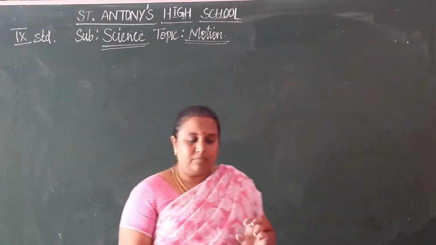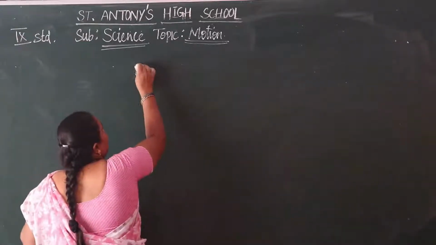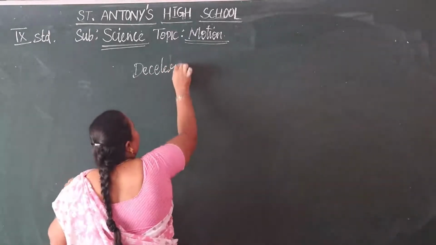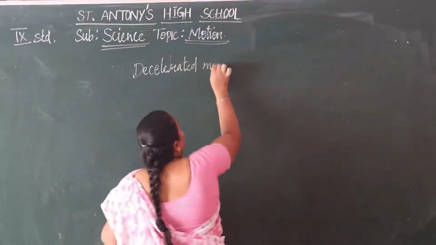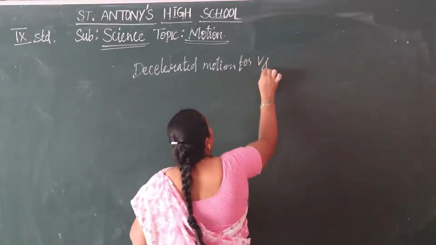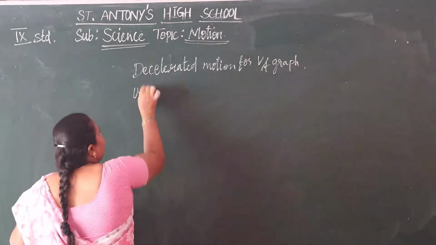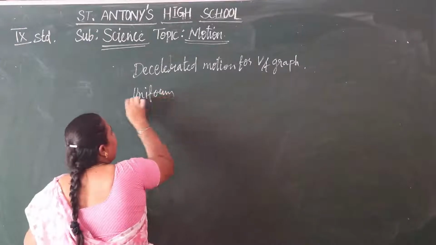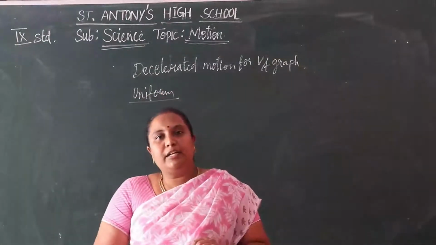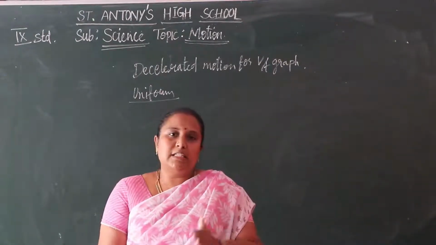So, uniformly decelerated motion on the v-t graph, decelerated motion for the v-t graph. The first one is uniformly decelerated motion. Let us see. Uniformly decelerated motion means equal intervals of time with equal displacement.